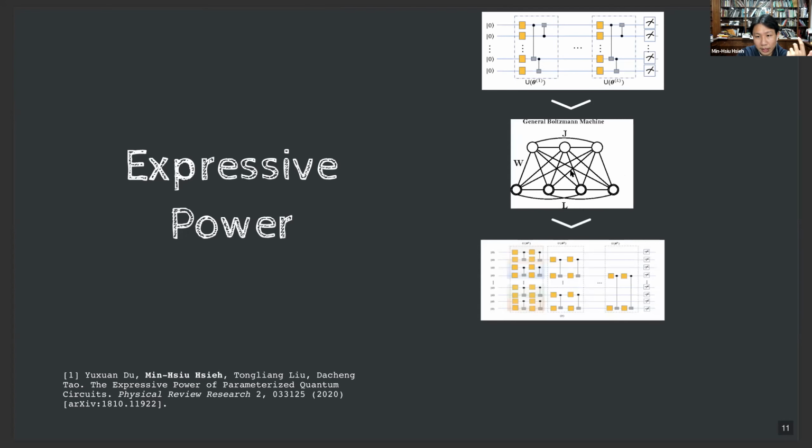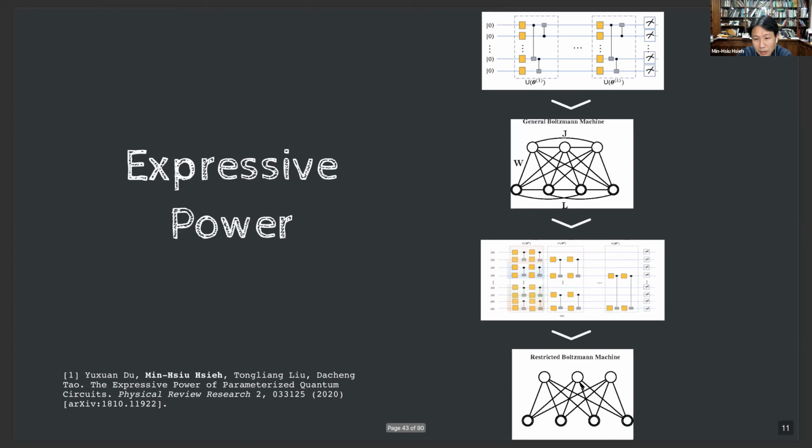And then the general Boltzmann machine can generate more distributions than this tree-type quantum neural network. Tree-type means that in the first layer, you only have nearest-neighbor entanglement or CNOT. Only at the last layer do you have long-range correlation. And this kind of tree-type neural network can generate more distributions than the restricted Boltzmann machine. It's actually quite easy to see why the bottom 3 are true, because the general Boltzmann machine can generate long-range correlation fairly quickly, but this type of circuit can only generate long-range correlation at the last step.